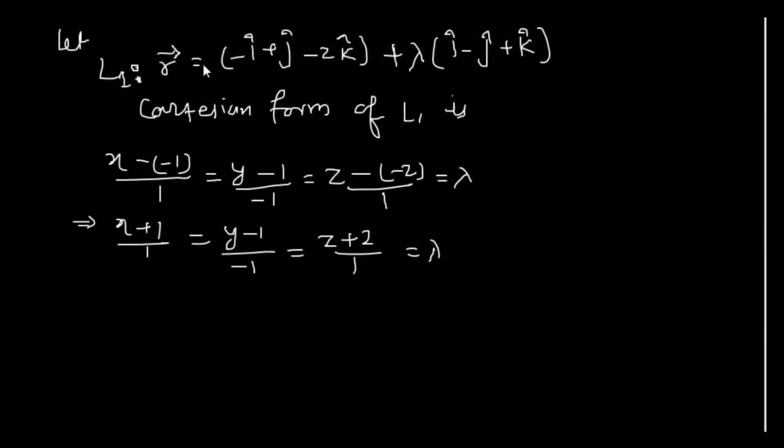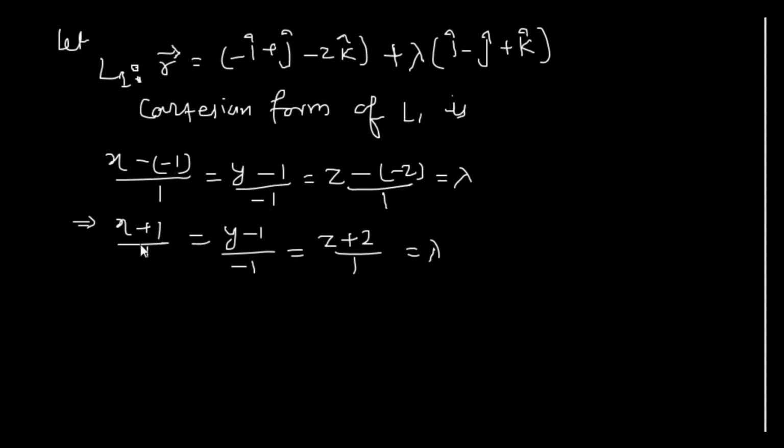In vector form, r vector equals minus i plus j minus 2k plus lambda (i minus j plus k). So what is the Cartesian form of this line L1? The point here is minus 1, 1 and minus 2, and the direction ratios of this line are 1, minus 1 and 1. So we are writing this in Cartesian form, that is (x minus x1) by a, (y minus y1) by b, equal to (z minus z1) by c, equal to lambda.